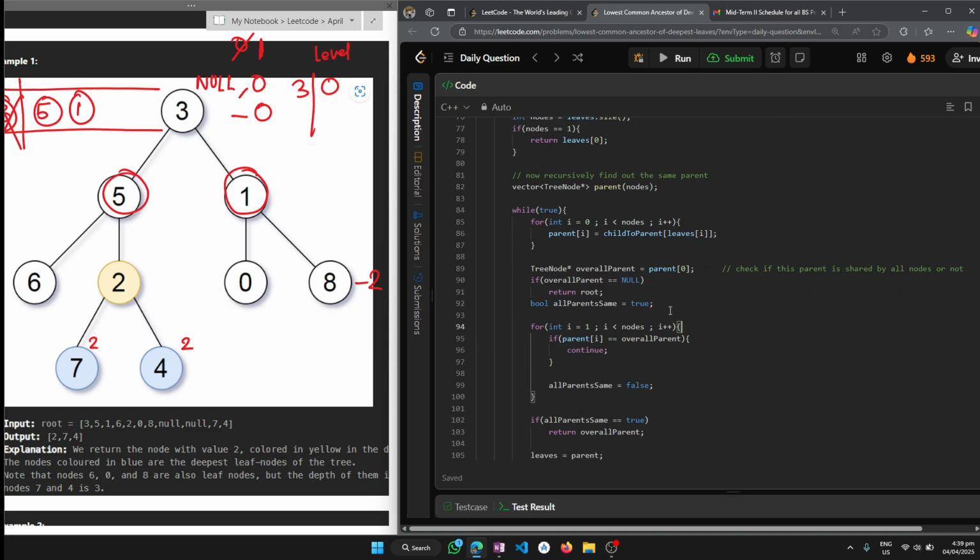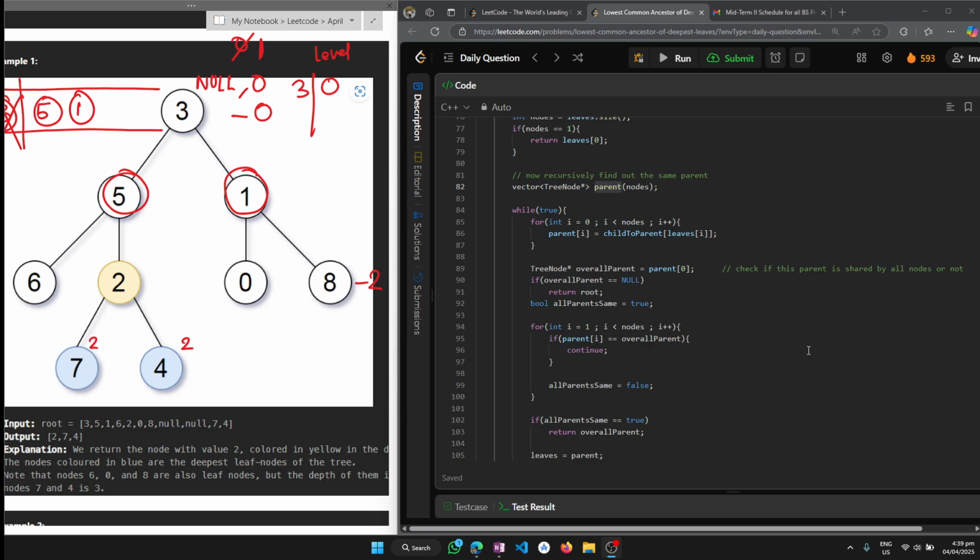What we are doing is I have made a parent vector over here in order to keep track of the parent of each leaf and then see whether it's the same or not. Okay, so what's going to happen? First of all, I have a while loop. The first thing I do is populate the parent array.